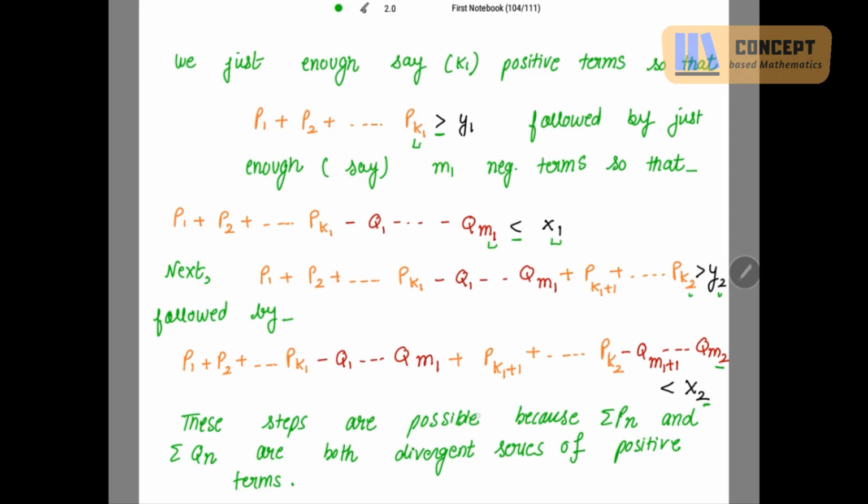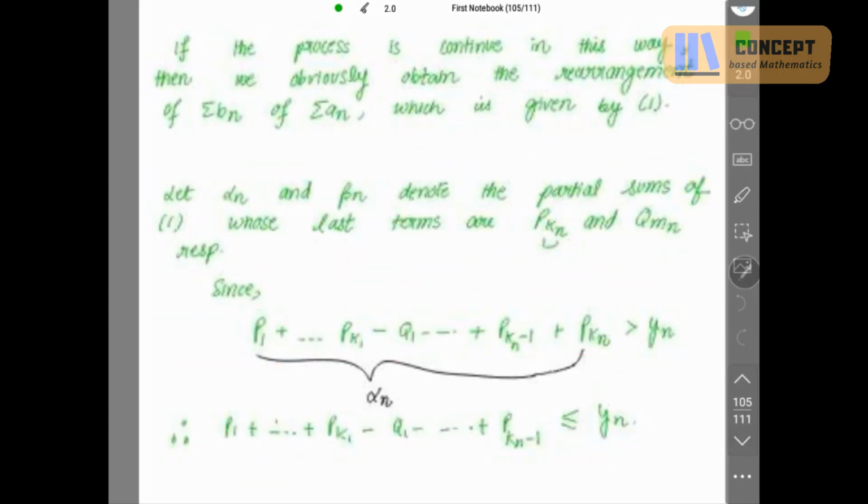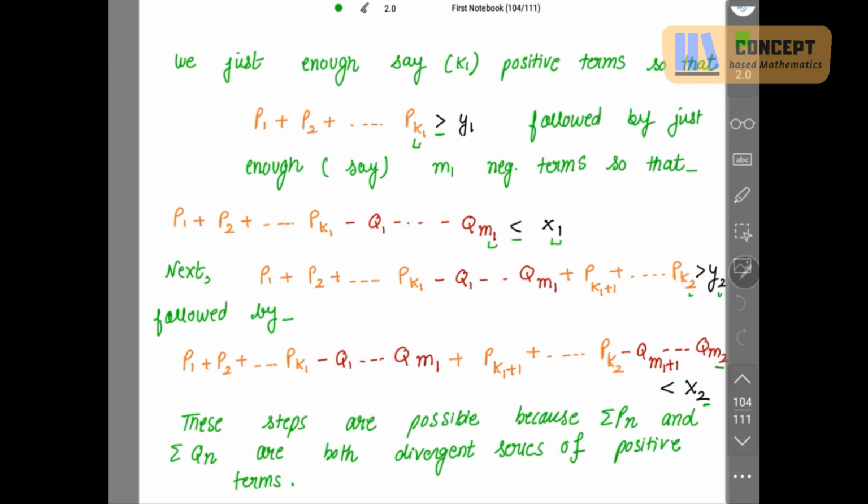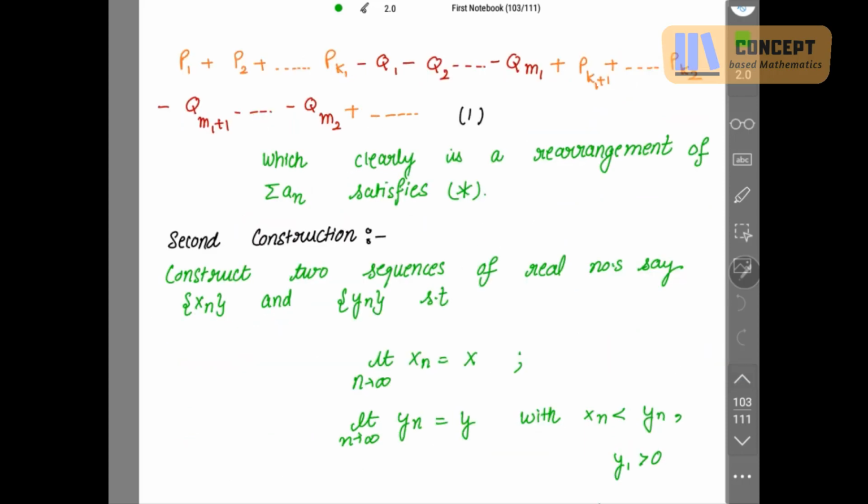So these steps are possible because summation Pn and summation Qn are both divergent series of positive terms, right? So if the process is continued in this way, then we obviously obtain the rearrangement summation bn of summation an, which is given by 1. What we have marked 1? We have marked this rearrangement as 1.